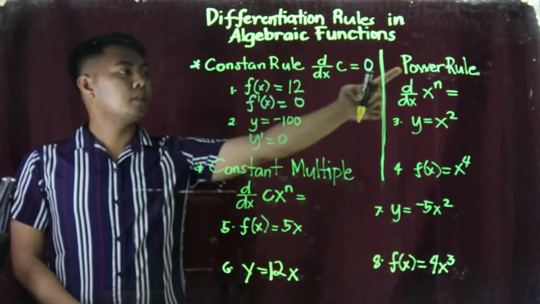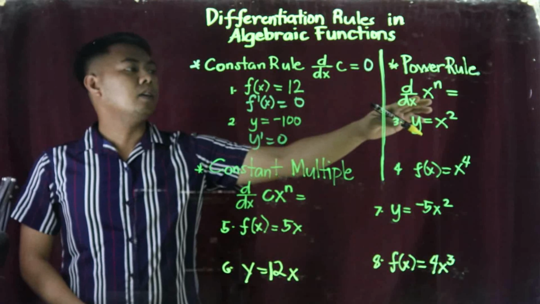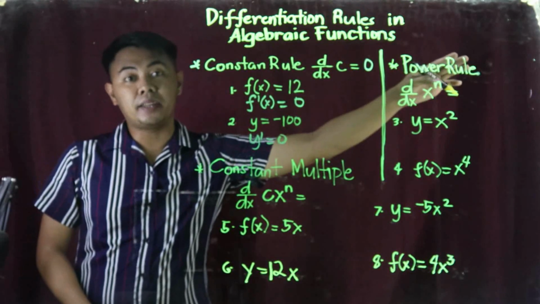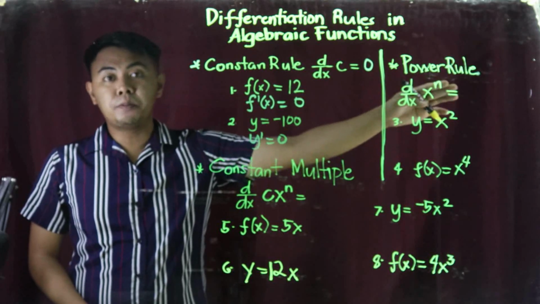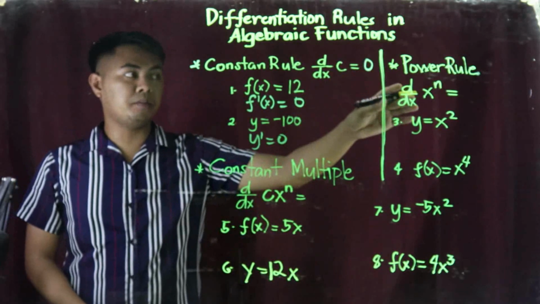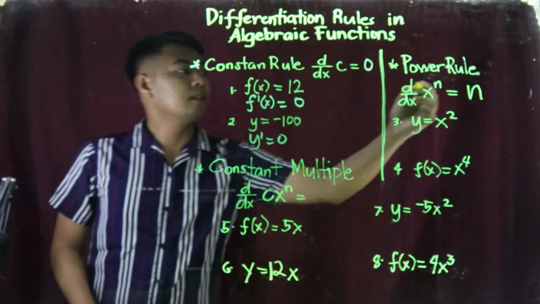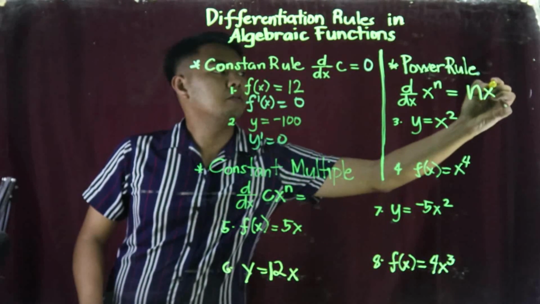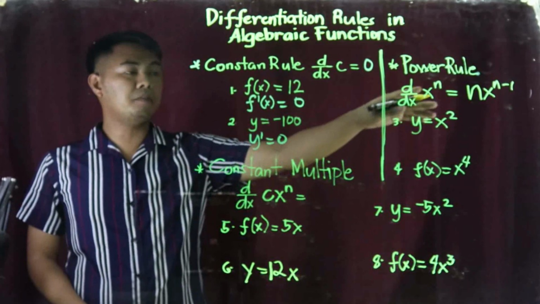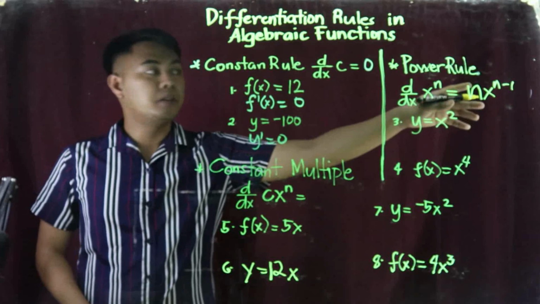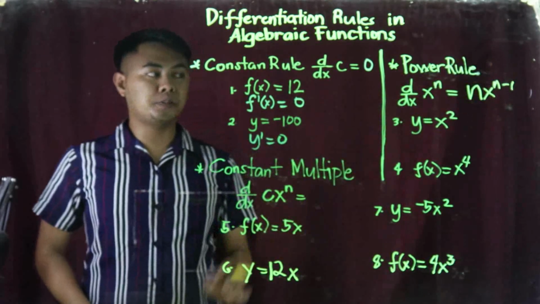Next, the power rule. The derivative of x raised to n. We have a variable x with an exponent n. To find the derivative of this, simply bring down n, then subtract 1 from the exponent. So that's the rule: the derivative of x raised to n is n times x raised to n minus 1.